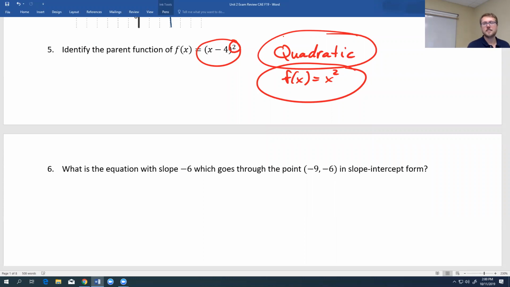Yes. To find out the parent function, you just expand it, and then when you expand it, you find out what degree it is, say it's to the second degree, it's squared. It's a quadratic function, and the parent function would be x squared. Yep. But if it was to the power of 3, it would be x cubed. Yep, it would be cubic or x cubed. Okay.